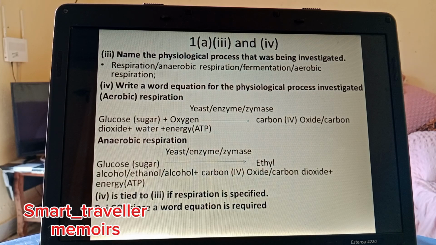Roman 4 is tied to 3. If respiration is specified, reject CO2 since one equation is required. You are not supposed to use formula. You are instructed to write one equation.